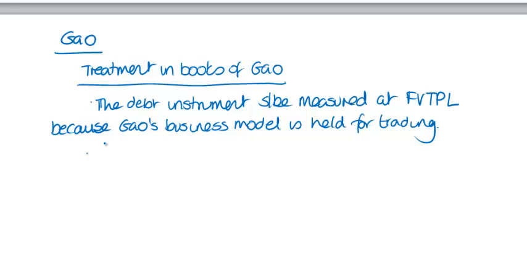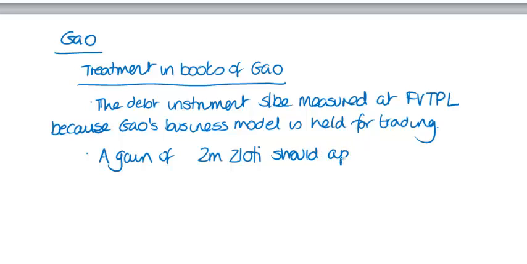The debt instrument was carried at 10 million zloty, but it says at the 31st of May X8, the fair value of the debt instrument had increased to 12 million. So a gain of 2 million zloty should appear in GAL's statement of profit and loss.